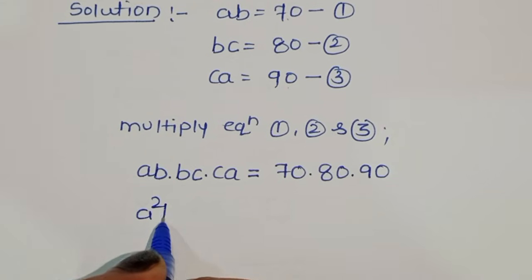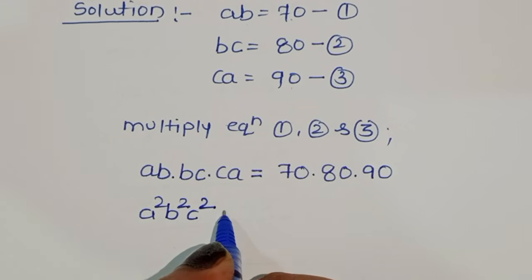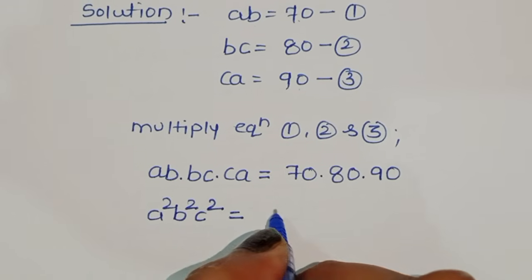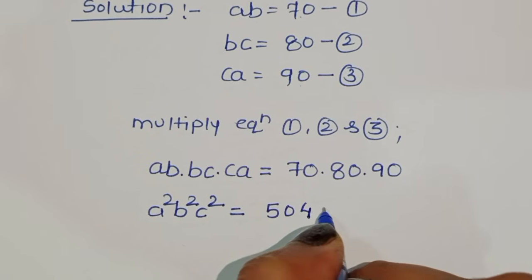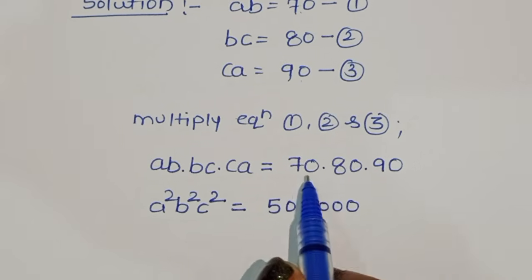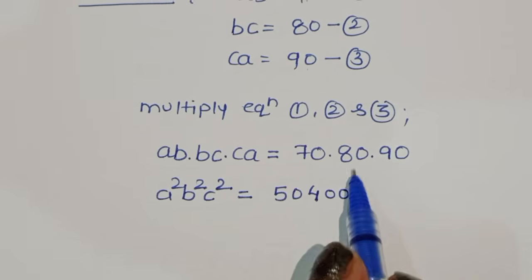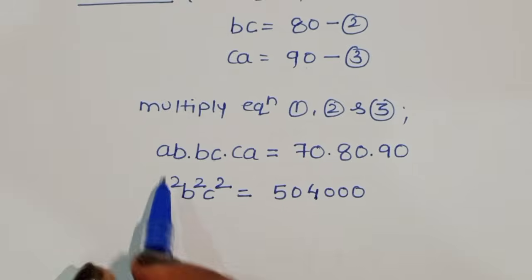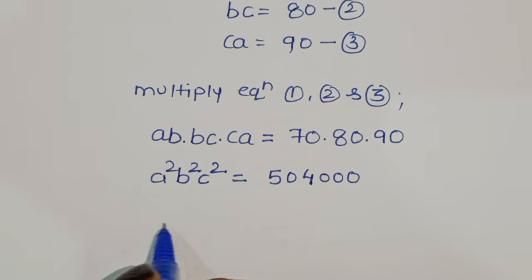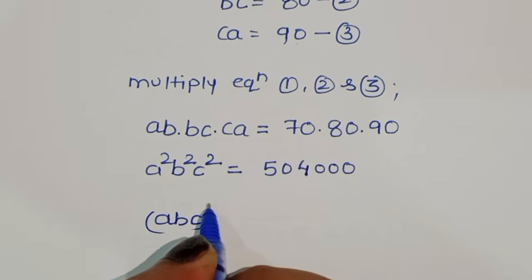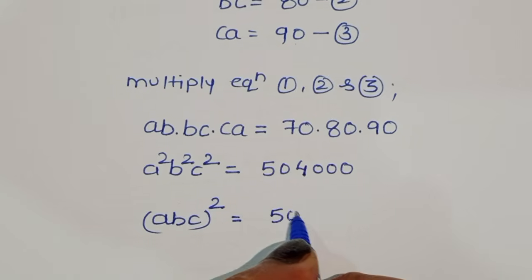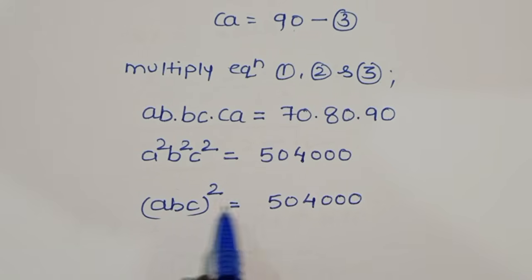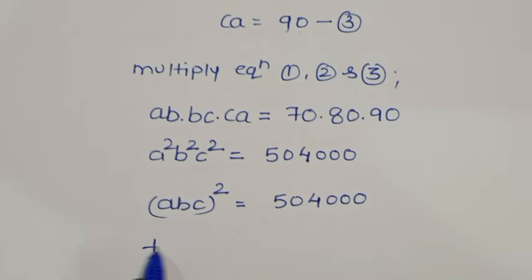So here A square, B square, C square is equal to, when we multiply this number, we will get 504,000. Multiply 7 times 8 times 9 and the zeros. Now this is the form of A square, B square, C square, so we can take (ABC) whole square is equal to 504,000.